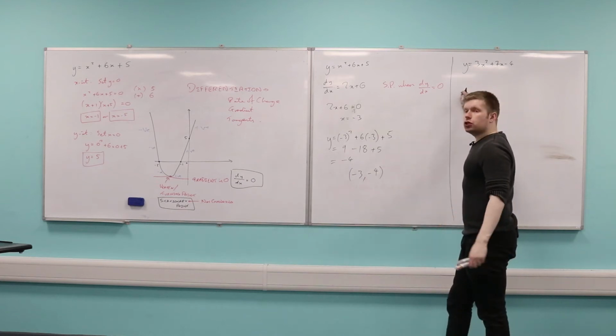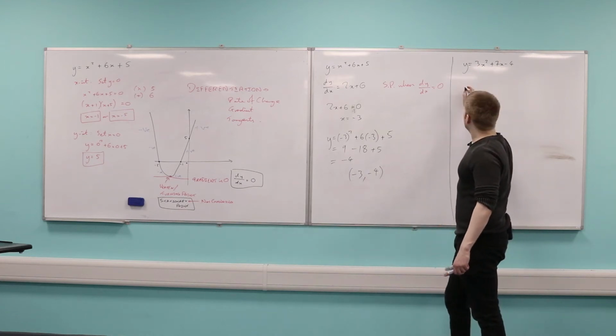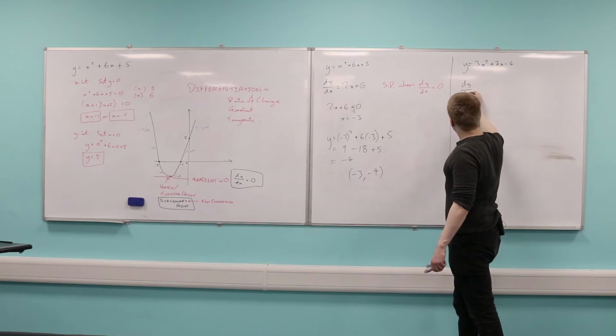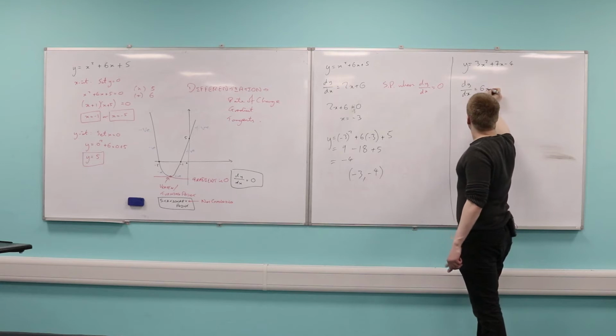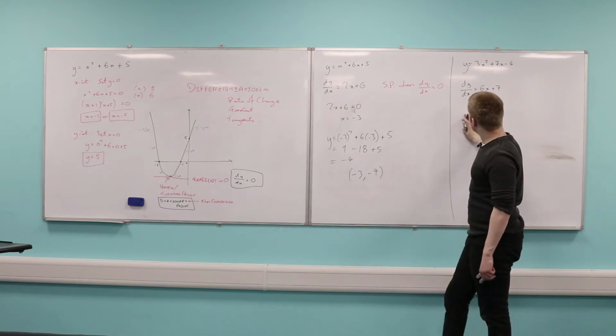So first step, what do we need to do? Differentiate. Good. We need to find a gradient function. So if you differentiate it, what do we get? 6x plus 7, perfect.